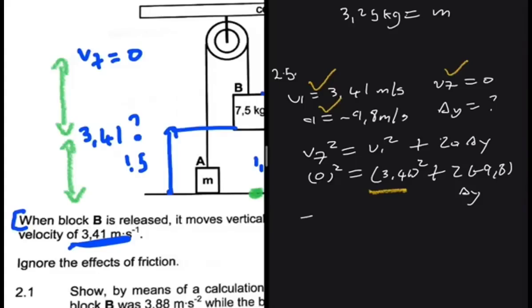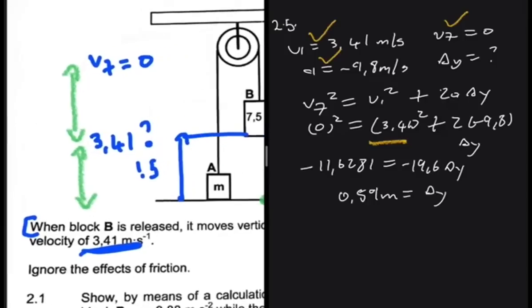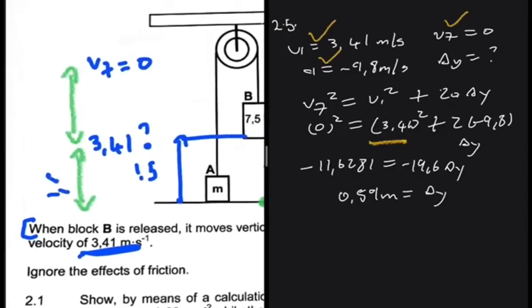If we take it to the other side, we're going to have minus 11.6281 being equal to 2 multiplied by minus 9.8, that is minus 19.6 delta Y. If we divide both sides by minus 19.6, we're going to get 0.59. So 0.59 meters is equal to delta Y. So here we have 1.5, and then here we have 0.59.